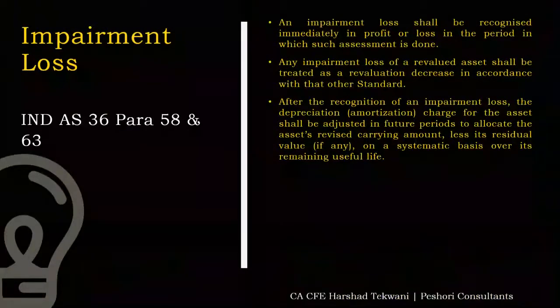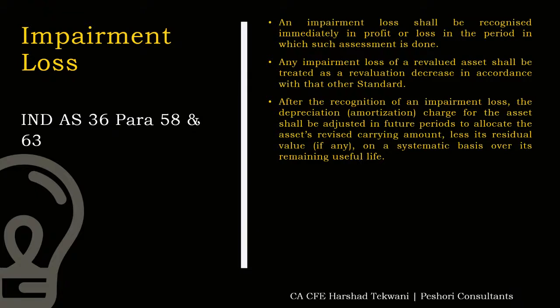An impairment loss shall be recognized immediately in the profit and loss account in the period in which such assessment is done. So for example, I am doing an assessment in the financial year 2019-20, at the end of the period, 31st March 2020. Then in that year only I need to recognize the impairment loss. I cannot delay recognizing the impairment loss to the next year.